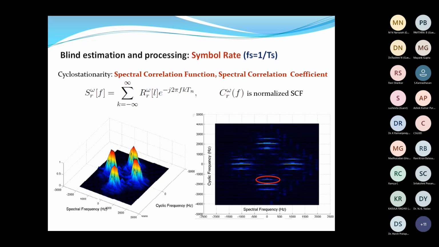As we have seen, the artifacts generated along the cyclic frequency axis show the carrier frequency as well as the places where we have the symbol rate. So this is one proposal from our implementation where, irrespective of the scenario of very low signal to noise ratio as well as multipath fading, we should be able to determine the symbol rate.